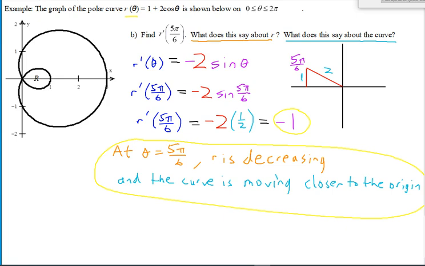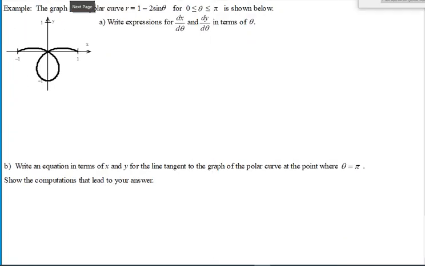Alright, let's take a look at another example here. Last one here, just a couple parts. So it says the graph of the polar curve R equals 1 minus 2 sine theta. Notice this time, it's only graphed from 0 to pi, not 0 to 2 pi. And it says write expressions for x, dx d theta, and dy d theta in terms of theta. So whenever you're asked for something that involves x and y, we have to use the conversion from the very first.